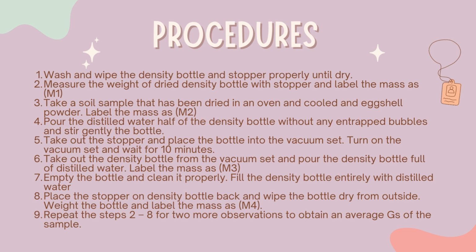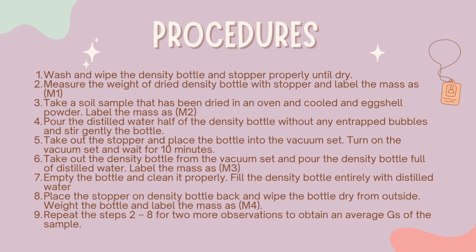Take the soil sample that has been dried in an oven and cooled, and the eggshell powder. Pour into the density bottle and label as M2. Pour the distilled water, half of the density bottle, without any entrapped bubbles and stir the bottle gently. Take out the stopper and place the bottle into the vacuum set. Turn on the vacuum set and wait for 10 minutes.